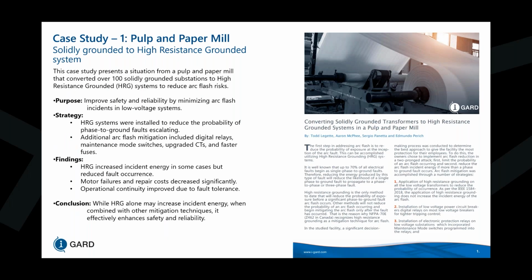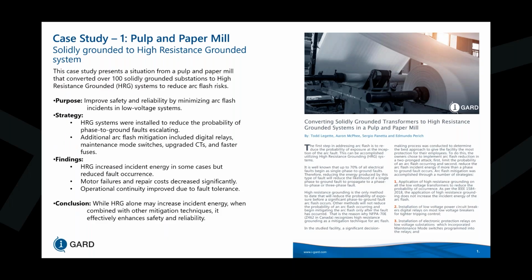In this case, we converted their system from solidly grounded to high resistance grounded. This case study presents a situation where we replaced 100 solidly grounded systems with high resistance grounded systems to reduce arc flash risk and improve safety and reliability. So high resistance grounding was installed to reduce the probability of phase to ground faults escalating. Additional arc flash mitigation included digital relays, maintenance mode switches, and upgraded CTs with faster fuses as well.